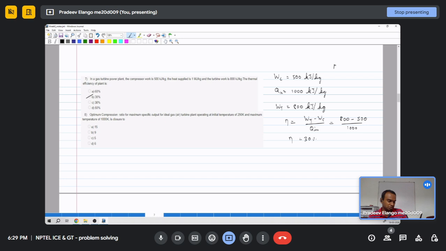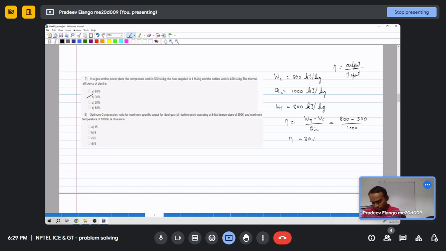So basically efficiency is output by input. For a power plant, the output is the work done and the input is the heat supply. So for work done, we get some work from the turbine, but we are spending some work on the compressor, so we have to take the subtraction of it, the net work output.